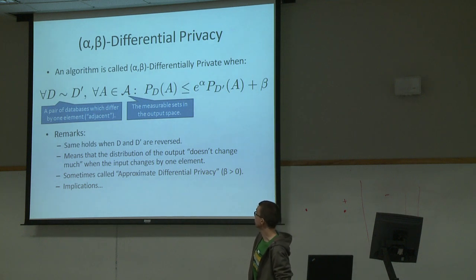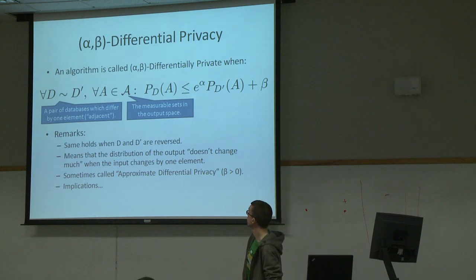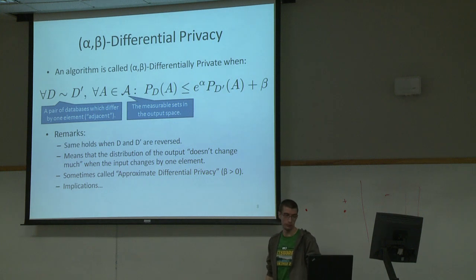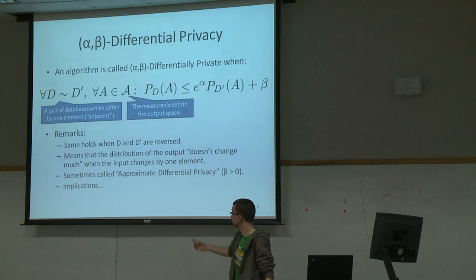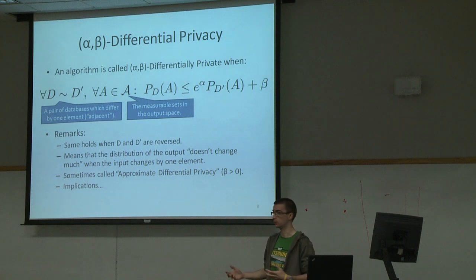So the first thing I have is D twiddle D prime. This means a pair of databases who differ in one element, which means D prime can be constructed by removing one row from database D and adding in a new row with different values. Right? And then for all measurable sets on the output space, this is saying the measure on some set A doesn't increase by much if you were to run the algorithm on data set D prime instead of on D. And because this original relation, which is denoted by twiddle, is symmetric, the same thing holds when D and D prime are reversed on the right-hand side. So overall, this means that as the data set changes from D to D prime, the measure on any part of the output space isn't allowed to change very much.